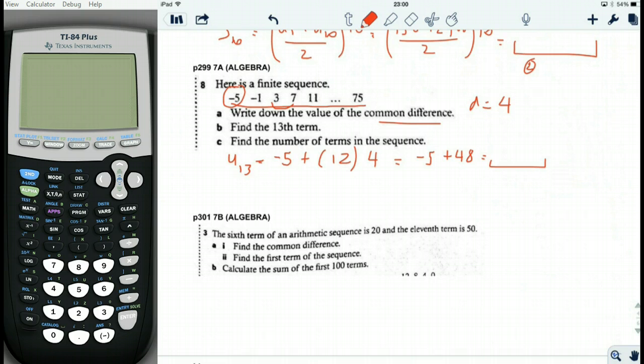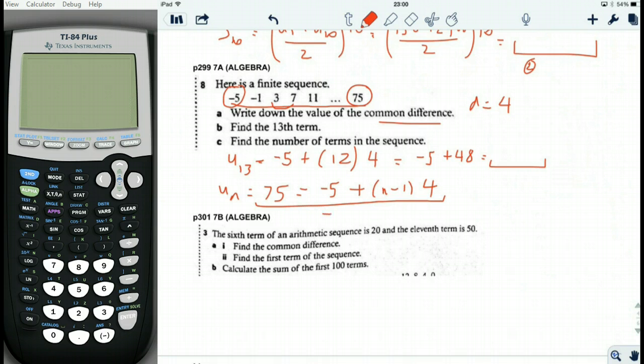Find the number of terms in the sequence. So they're saying, okay, Un is equal to 75. What's n? Okay, so we use the same formula. U1, -5, plus n minus 1, you don't know what n is yet, times d, which is 4. Okay, so we now have 75 equals -5 plus n minus 1 times 4.